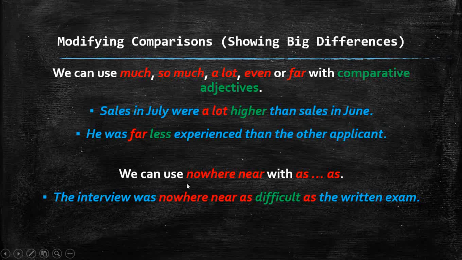We can use nowhere near with as, adjective, as to show difference between two things, two objects, or two people, or two situations. The interview was nowhere near as difficult as the written exam. We're saying this to show that there was a difference between the difficulty of the interview and the written exam. Saying that the interview was less difficult than the written exam.